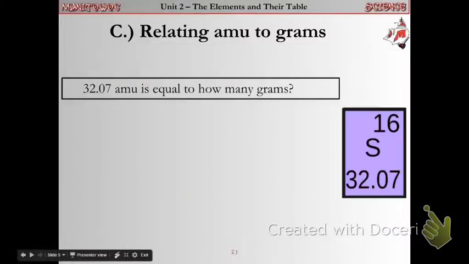All right, so let's go there now. So let's go with that sulfur atom that we were talking about before. So let's say we have 32.07 AMUs, and we want to know what is that equal to in grams. Okay, so let's set that up. Well, the only number that I have given to me in the problem is this number right here, the 32.07. So I know I'm probably going to have to work with that. I'm just going to write that number down here.